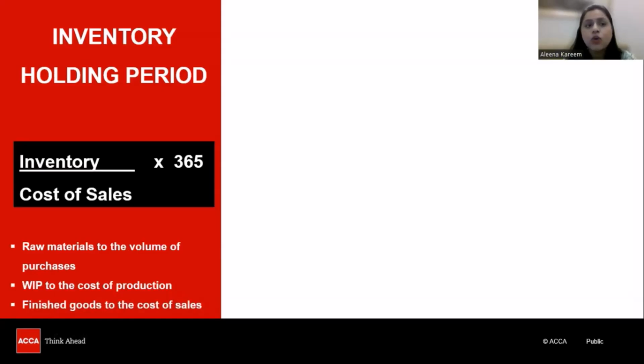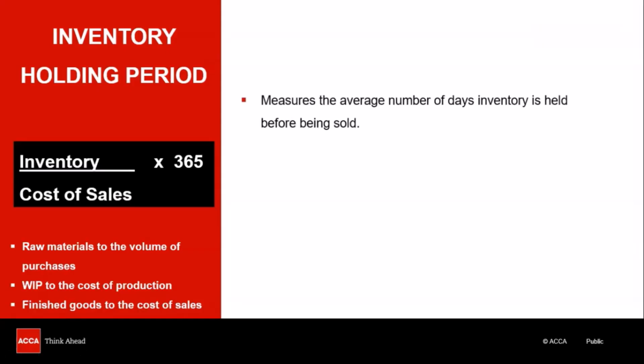Now we will see what the inventory holding period means in general and how it can be applied to the exam scenario as well. First of all, the inventory holding period measures the average number of days the inventory is held in a particular business before it is sold. There are certain costs which are associated with the holding of inventory. So it is very important for a business to know for how many days they are holding the inventory before it finally gets converted into a sale. And that is what the inventory holding period tells us.